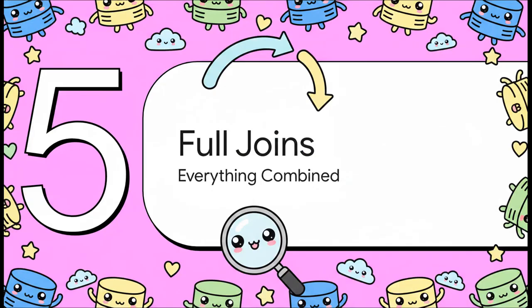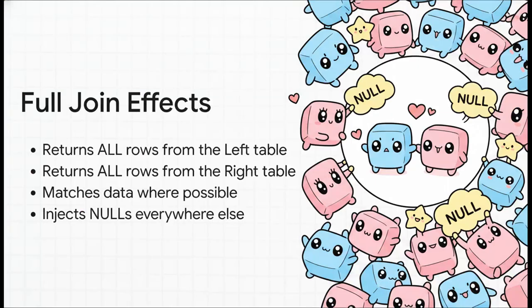Part 5. Full joins. Sometimes you just don't want to play favorites. You want absolutely everything combined. The full join is the ultimate combination tool. Just like the inner join, table order doesn't matter here. But instead of looking for strict overlap, it ensures zero data is left behind from either table. It grabs everything from the left, everything from the right, matches them up in the middle wherever it possibly can, and then just aggressively injects nulls into all the blank spaces.